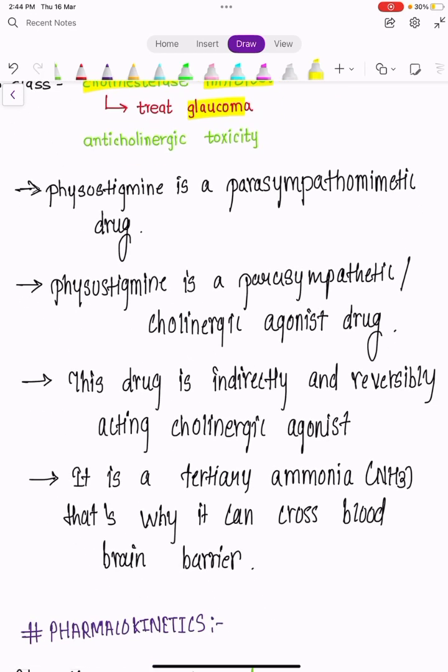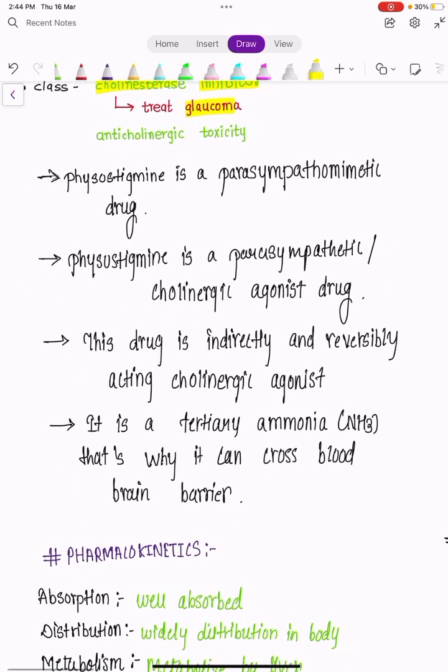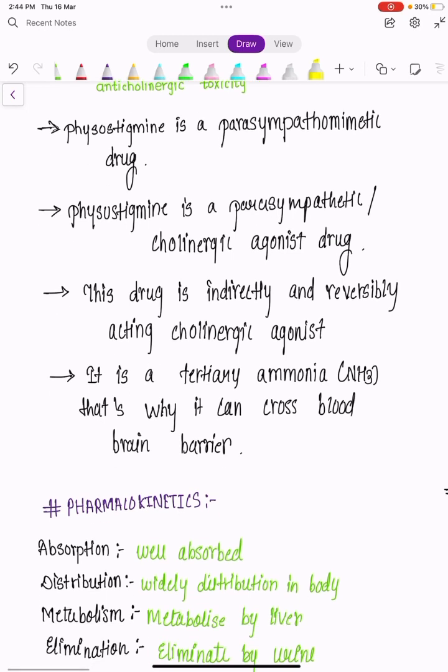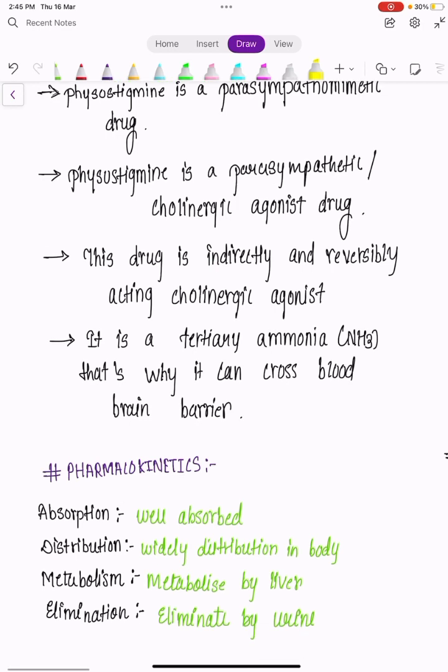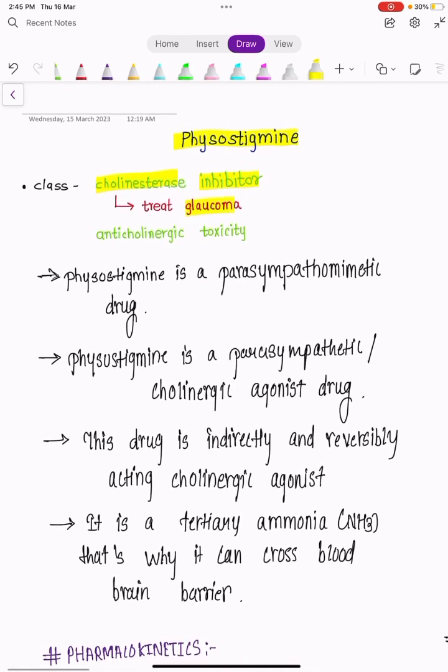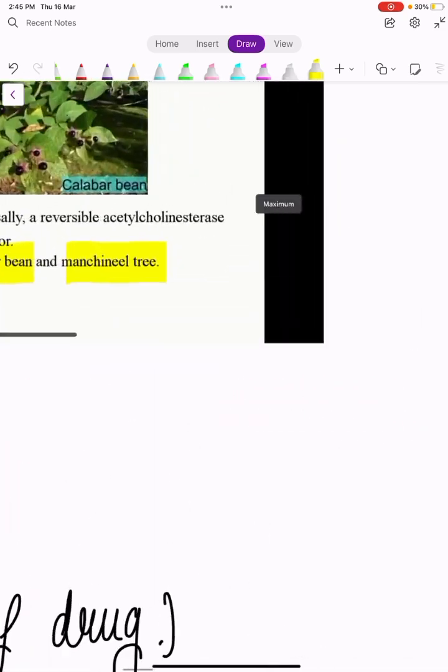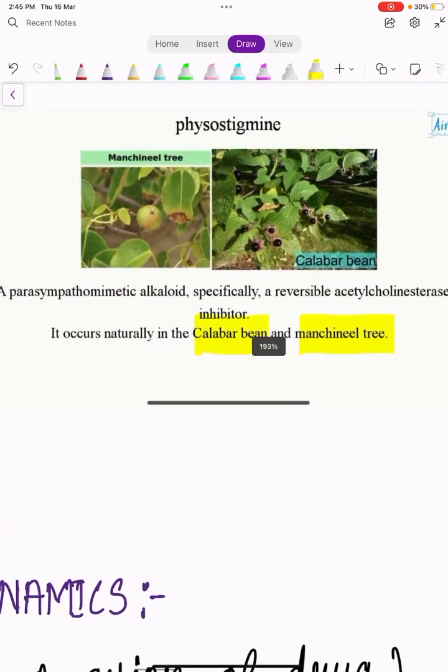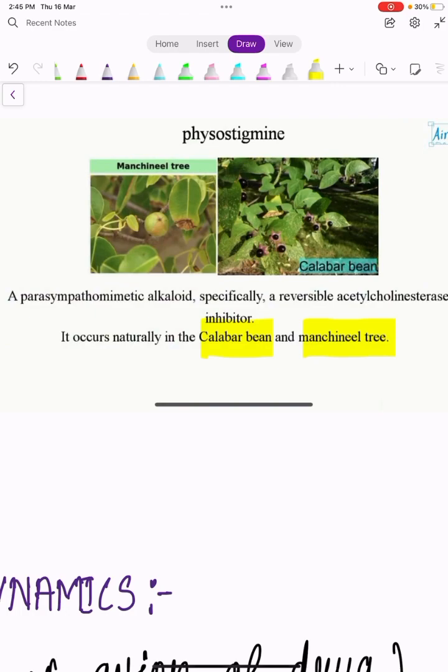Physostigmine is a parasympathomimetic drug. Physostigmine is a parasympathetic cholinergic agonist drug. This drug is an indirectly and reversibly acting cholinergic agonist. Okay, it is a tertiary amine. That's why it can cross the blood-brain barrier. Physostigmine is obtained from the Calabar bean and the Malachite tree.